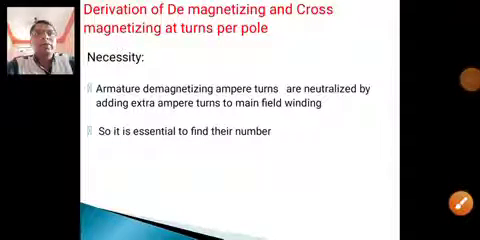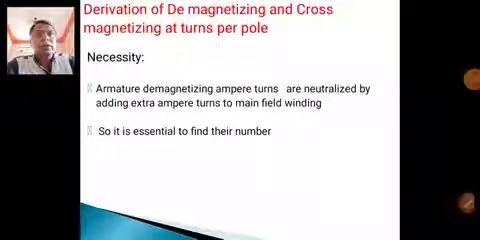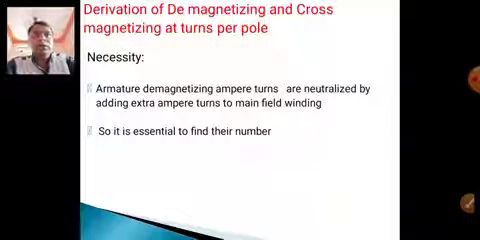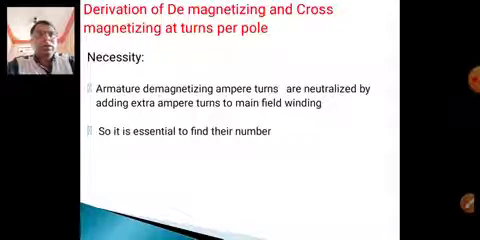Okay, good morning everyone. For today's class, we are discussing the derivation of demagnetizing and cross magnetizing ampere turns per pole. So, what is demagnetizing? Demagnetizing weakens the flux, and cross magnetizing means it distorts the main flux.